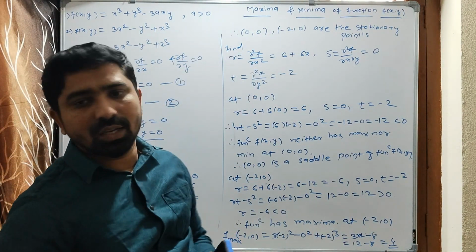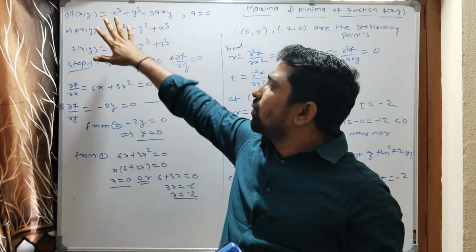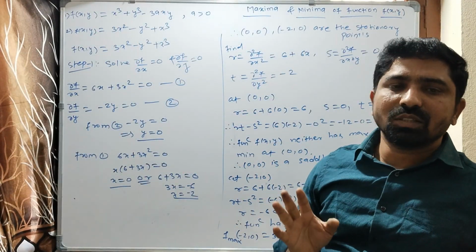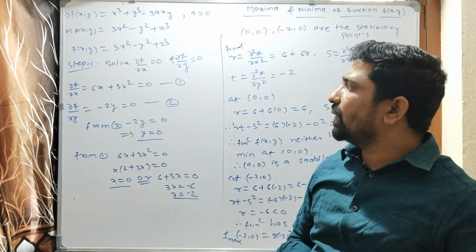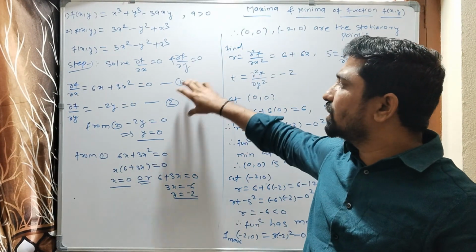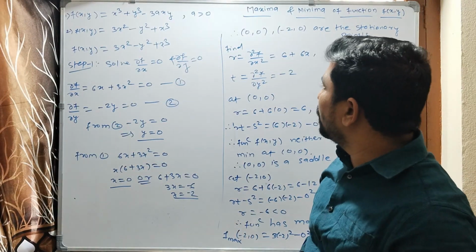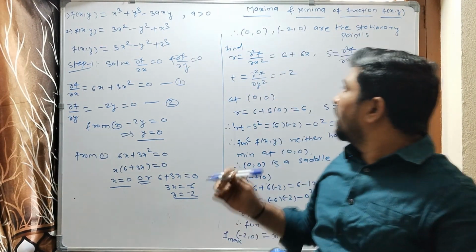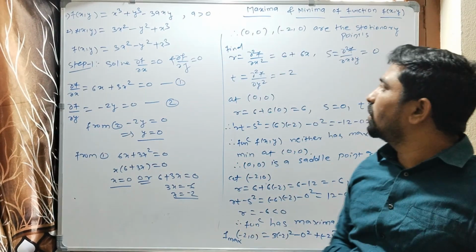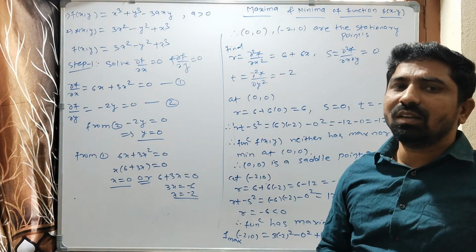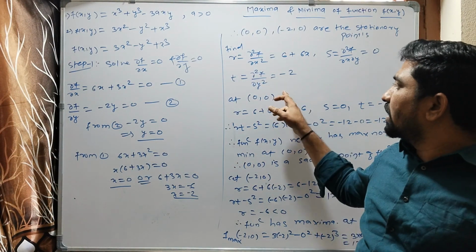In this way you can solve any example. So this is my function in two variables. The working rule: first solve ∂f/∂x equals 0 and ∂f/∂y equals 0. With the help of that you will get the stationary points. After that, find r, s, t, where r equals ∂²f/∂x², s equals ∂²f/∂x∂y and t equals ∂²f/∂y², and check r, s, t at the critical point.